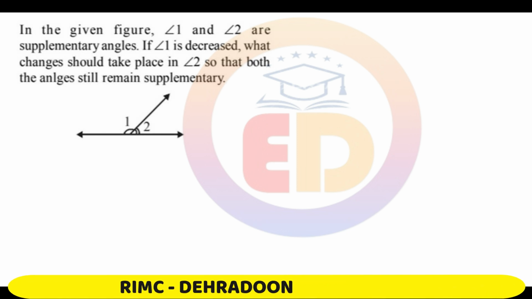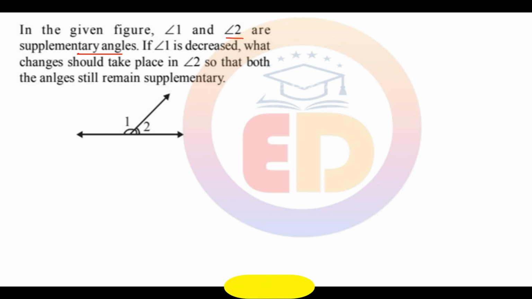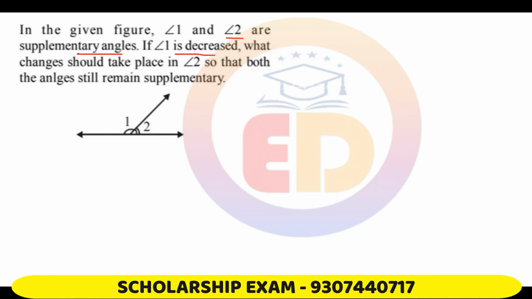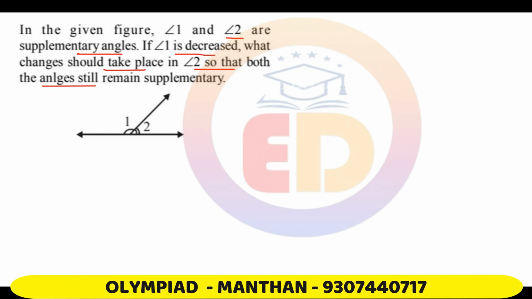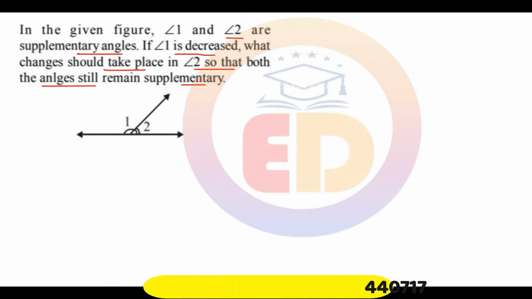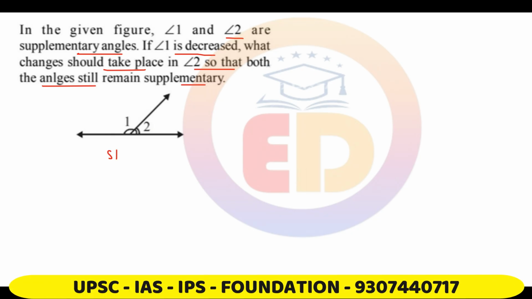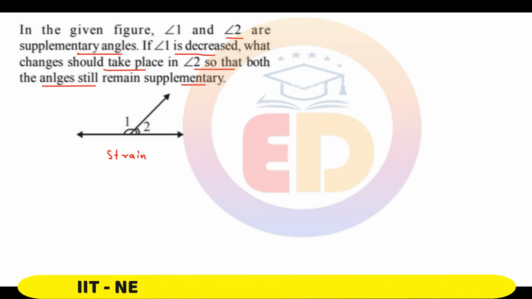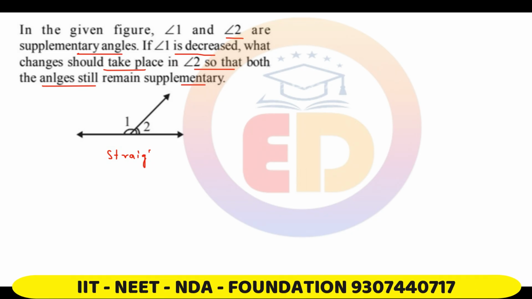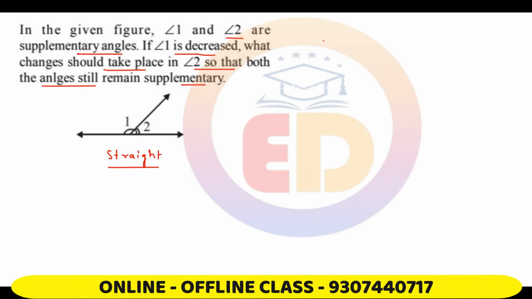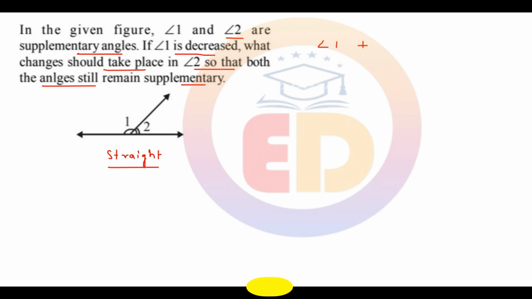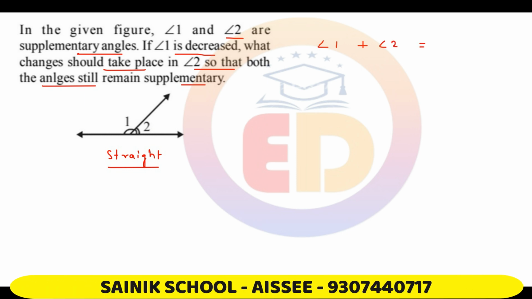In the given figure, angle 1 and angle 2 are supplementary angles. If angle 1 is decreased, what changes should take place in angle 2 so that both the angles still remain supplementary? The question says this, and you can also see that this is a straight line, and if two angles are formed on a straight line then they form a linear pair. So angle 1 and angle 2 are a linear pair and both are supplementary too, meaning angle 1 plus angle 2, their sum should be 180.